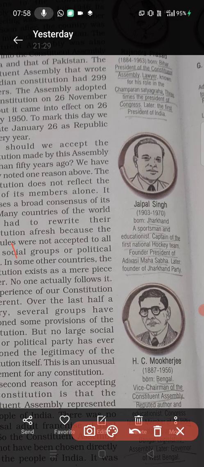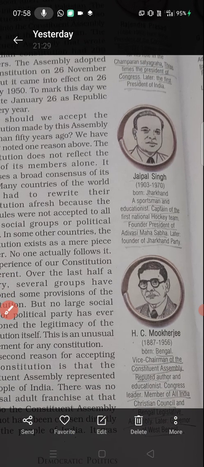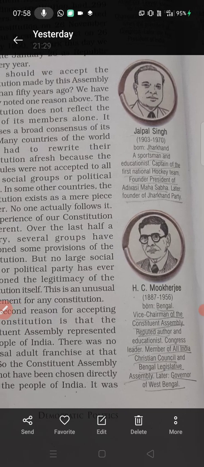And the next, H.C. Mukherjee. He was born in Bengal. Vice chairman of the Constituent Assembly. Who was the vice chairman of the Constituent Assembly? H.C. Mukherjee. And he was also the member of All India Christian Council. Who was the member of All India Christian Council? That was also H.C. Mukherjee. And Governor of West Bengal, H.C. Mukherjee.